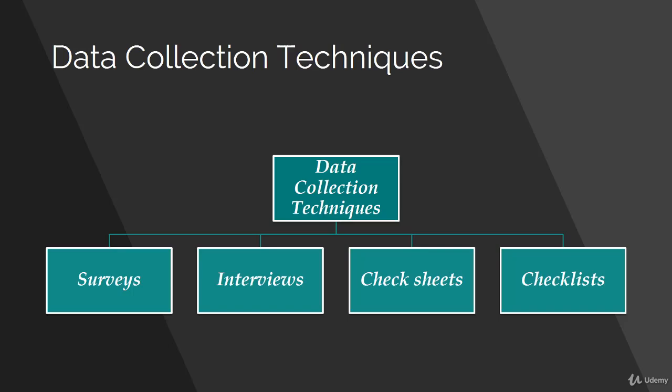Another option could be having a check sheet or checklist for collecting data. Here let's understand the difference between a check sheet and a checklist. A check sheet is something on which you record the data. Let's say you are collecting data related to acceptable and rejected pieces. Let's make a quick check sheet here. In that check sheet, you will have two columns. This is acceptable, this is rejected.